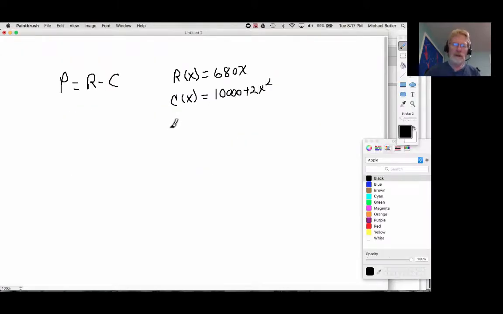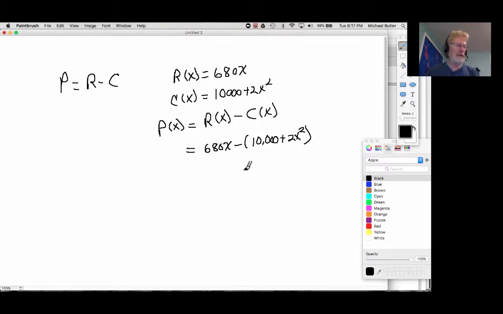All right, so what that means is in order for me to calculate what my profit function P of x is, I have to take R of x and subtract from that C of x. So that's going to be equal to 680x minus 10,000 plus 2x squared. Okay, so let me stop for a second. Is that making sense? That's okay? Yeah. This is Econ 101, the beginnings of Econ.